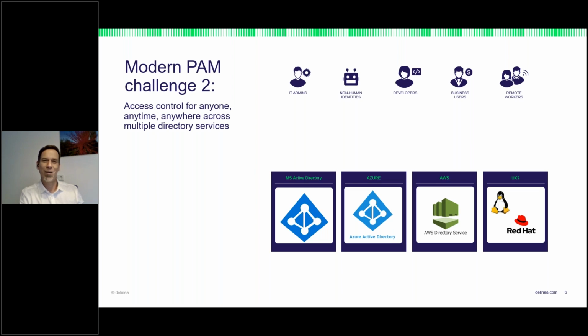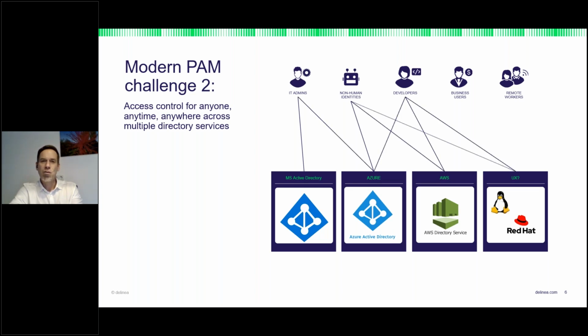I just want to talk about the second one for privileged access management, especially in this kind of environment where you have a lot of IT admins, non-human identities, developers, business users, which in our context is someone who is simply consuming a solution, or remote workers. The typical problem with a cloud environment is that you have separated environments, also on-prem, with separated directory services. So if you want to be an admin, you might use Microsoft Active Directory. In parallel, you might need a different account for Azure AD.